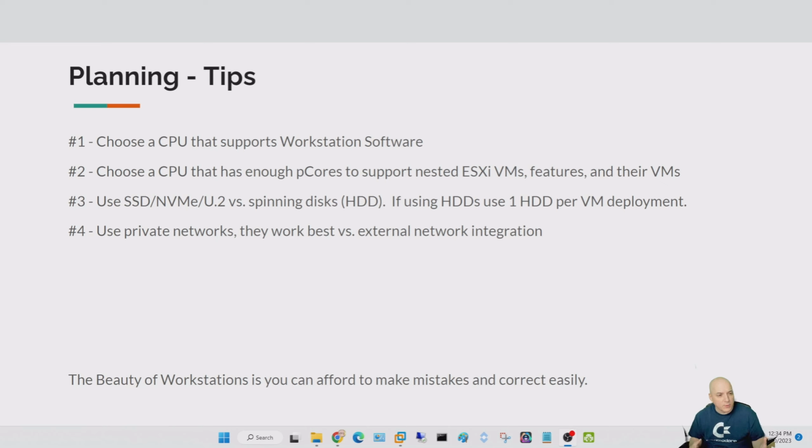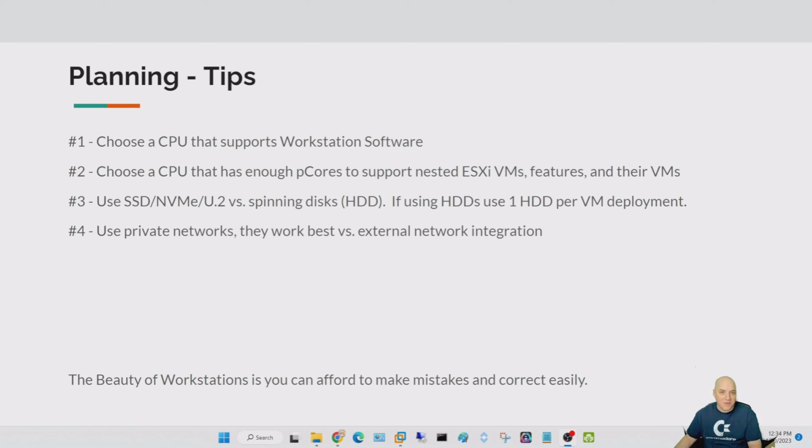One of the tips is, really use SSD, NVMe, or U.2 versus spinning disks. And if you're using hard disks, spinning disks, use one hard disk per VM deployment. But highly recommend the former: go with SSD, NVMe, and U.2 versus spinning disks, right? You're going to be a lot happier. It's going to perform better, and you're going to have a better experience all over.